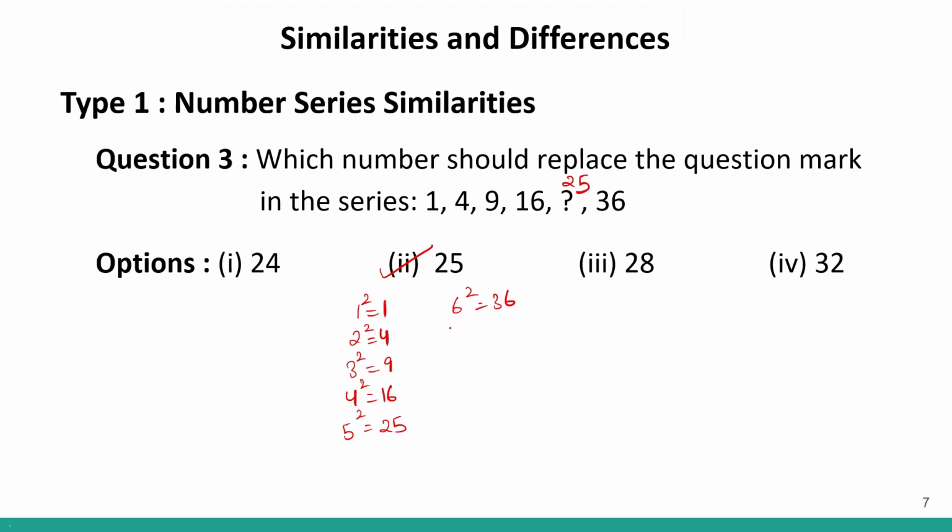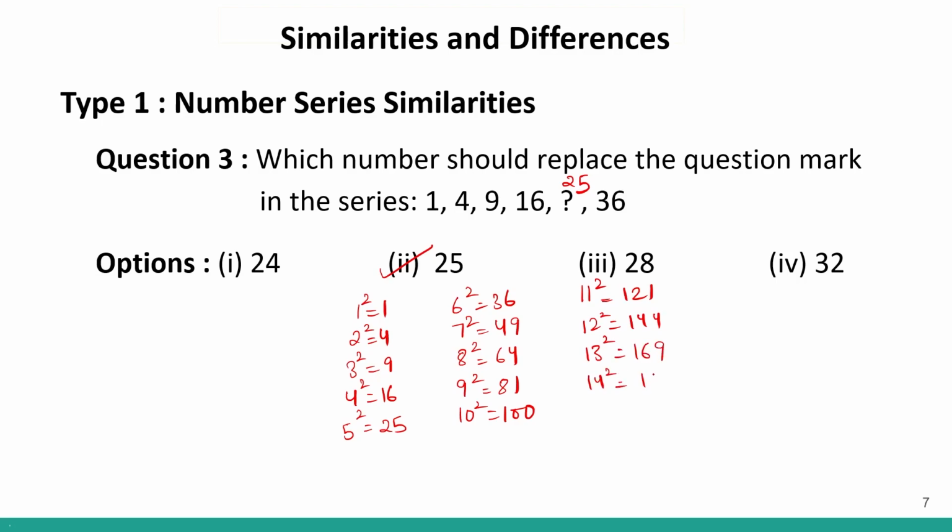Just for your reference, let us revise certain squares. 7 square is 49, 8 square is 64, 9 square is 81, 10 square is 100, 11 square is 121, 12 square is 144, 13 square is 169, 14 square is 196, and 15 square is 225, and so on. So this is why it is important to remember squares, because this clearly was a case of square series.